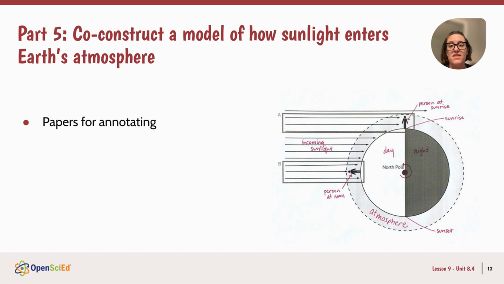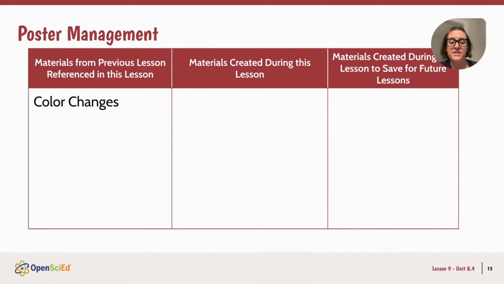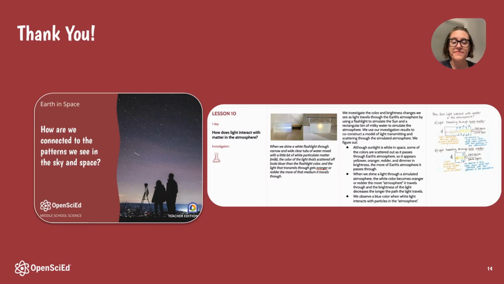Otherwise, you can have this projected on your board and you annotate, and you can take a photo and post that for students to look at, especially if they're absent this day. Poster management for this lesson, you will be referencing the color change poster that you created previously. And there aren't any new posters in the teacher's guide that they suggest you make. However, you can use a poster version of that co-constructed model that you and your students create in part 5.